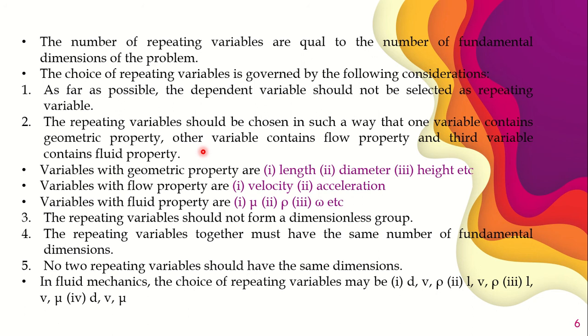Geometric properties means length, width, breadth, height, depth, diameter, like that. Next, flow properties. Flow properties means fluid flow properties like velocity, acceleration, discharge, like that. Next, the third one should contain fluid property. So fluid properties means the properties which a fluid generally possesses: density, viscosity, kinematic viscosity, like that.